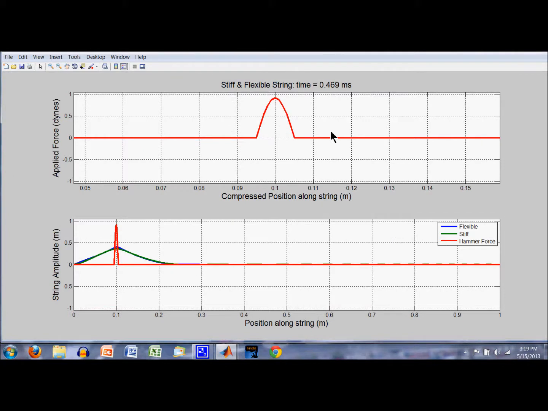Now we're continuing the simulation. Hammer force is going to max out here. And now the hammer force is dropping off. The two strings are both still responding. A traveling wave is being set up. Okay, the hammer has been retracted completely, and now we're going to watch these two wires move, but on one graph.